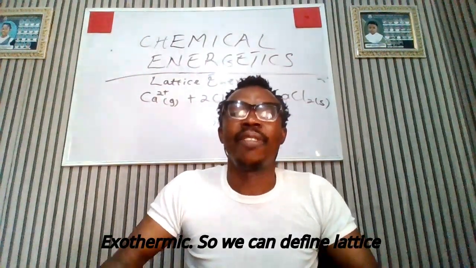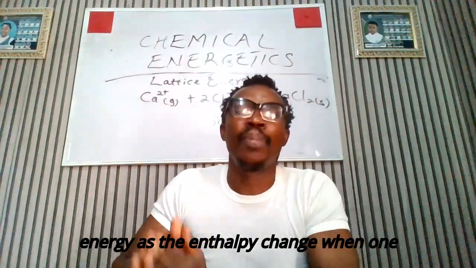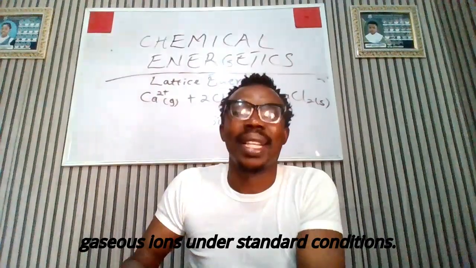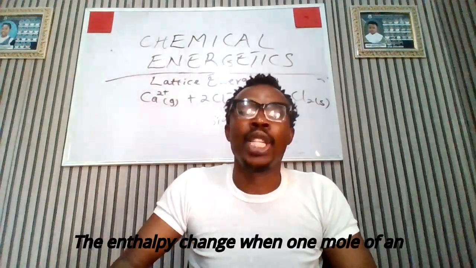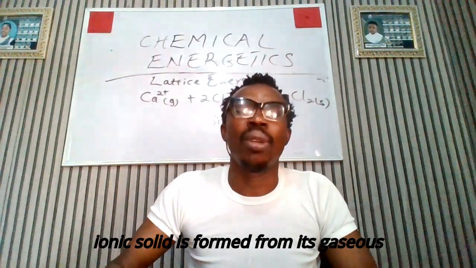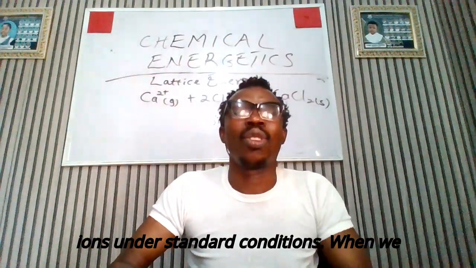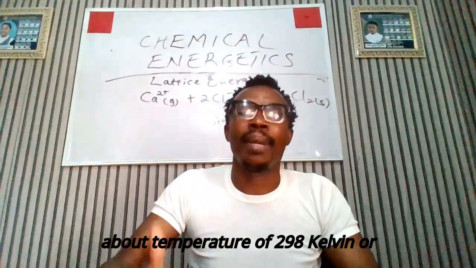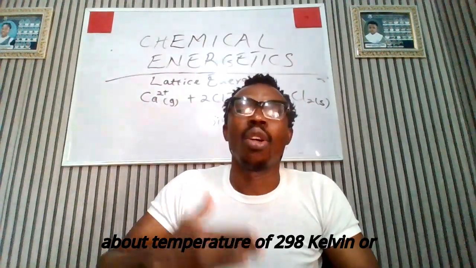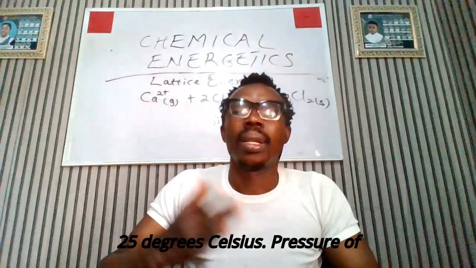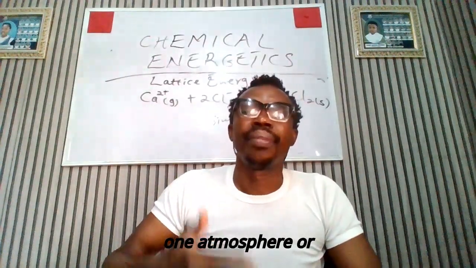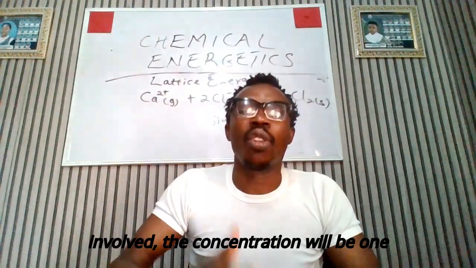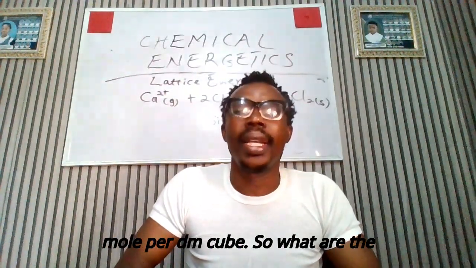So we can define lattice energy as the enthalpy change when one mole of an ionic solid is formed from its gaseous ions under standard conditions. When we talk about standard conditions, we talk about a temperature of 298 Kelvin or 25 degrees Celsius, a pressure of 1 atmosphere or 100 kilopascal. If a solution is involved, the concentration will be 1 mole per dm3.